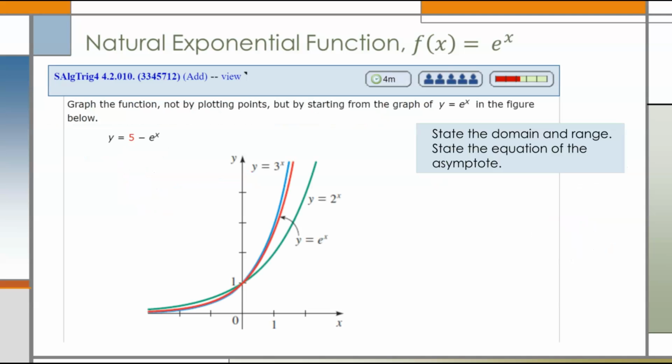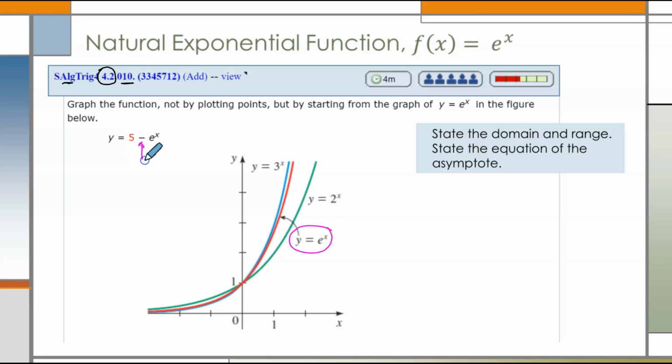Okay, here's a WebAssign graph. Graph the function not by plotting points. You can see that our homework questions are very similar in WebAssign. Here we're looking at section 4.2. This is problem 10 in the algebra part of the textbook. What's our transformation? We're not starting by plotting points. We're starting by looking at this graph e to the x and seeing how it transforms.